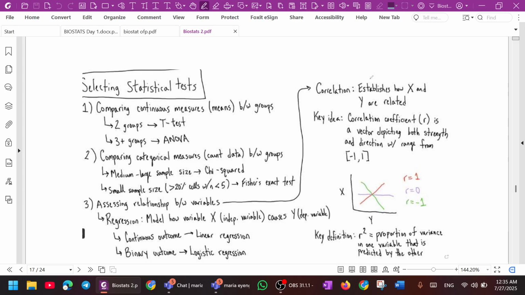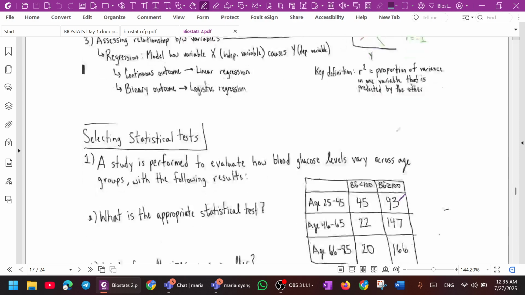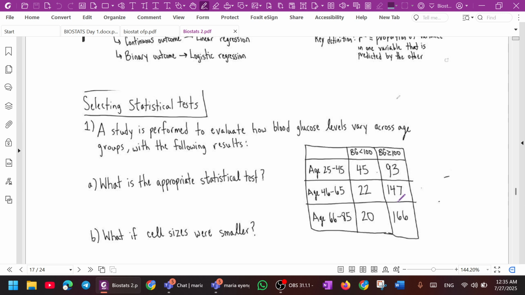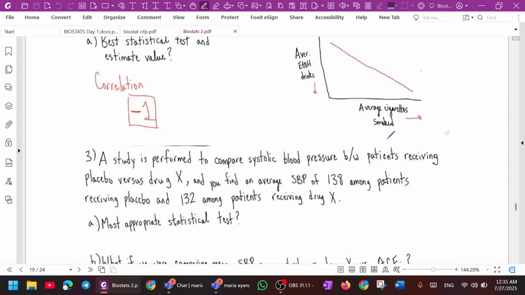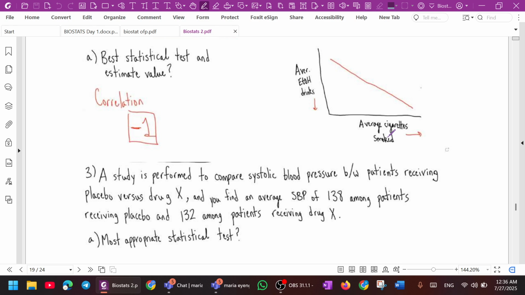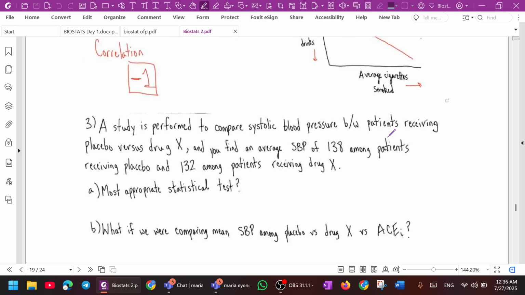Okay. Question 3. A study is performed to compare systolic blood pressure between patients receiving placebo versus drug X, and you find an average systolic blood pressure of 138 among patients receiving placebo and 132 among patients receiving drug X. Most appropriate statistical test?